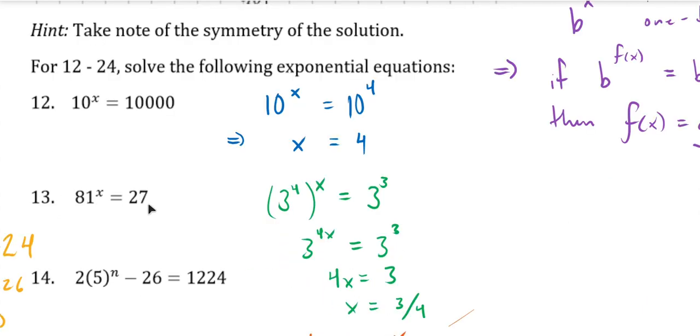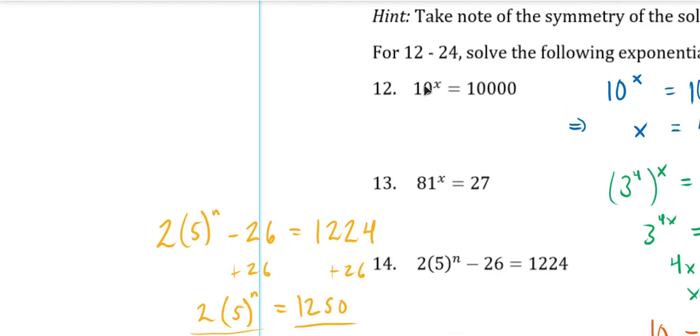With this next one, they're not the same base yet, but they're both powers of 3. If I write 81 as 3 to the fourth, and I write 27 as 3 to the third, then I have that 3 to the 4x must be equal to 3 to the third, because the 3 to the 4 to the power of x is 3 to the power of 4 times x. Power to a power is the product of powers. And so then we can equate the exponents and get 4x is equal to 3, and solving, get x is equal to 3/4.